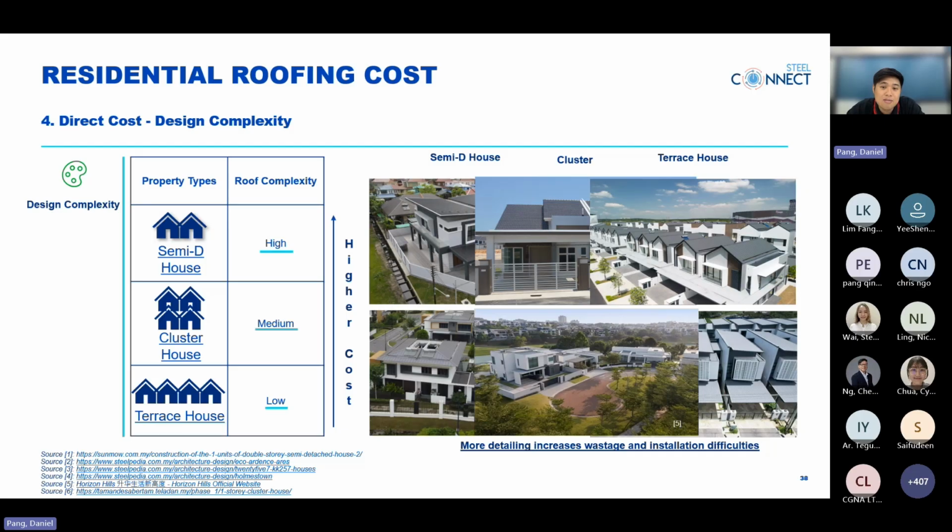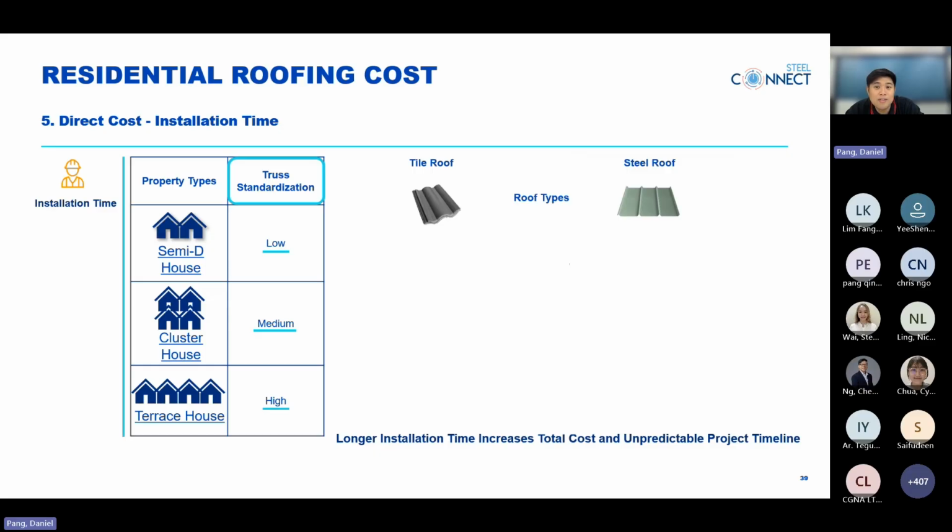Finally, terrace houses. Terrace houses have a low roof complexity because all units must follow a consistent roof design along the entire row. This severely limits the design flexibility, but it also allows for very efficient construction, minimal detailing, and better cost control. So as roof complexity increases, detailing increases, and that directly drives higher material wastage, longer installation time, and also higher cost.